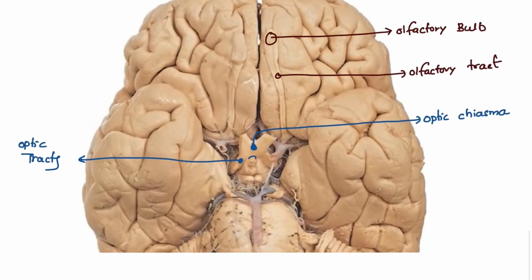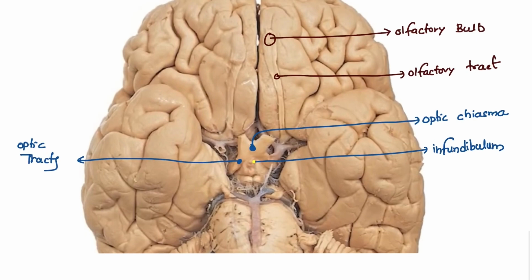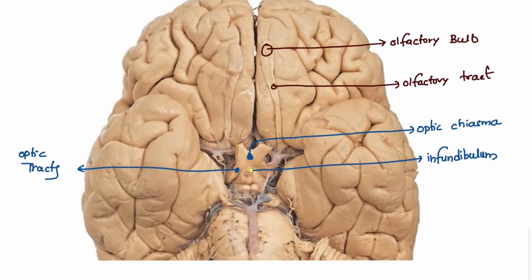Now look over here, this is the infundibulum. So the infundibulum is a thin tubular structure connecting the hypothalamus to the pituitary gland, and the infundibulum, also known as the stalk of the pituitary gland, is a slender structure that extends from the hypothalamus. So the infundibulum serves as a conduit of hormonal signals between the hypothalamus and the pituitary gland. So this is the infundibulum.